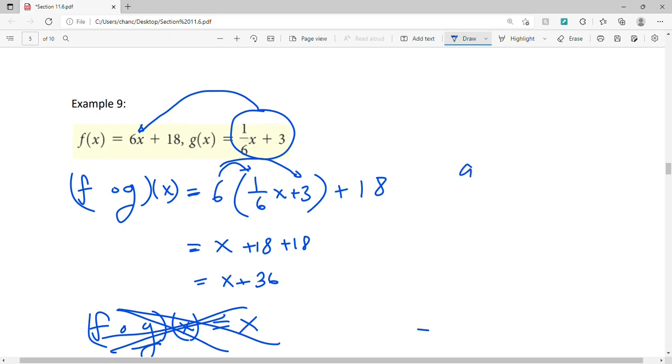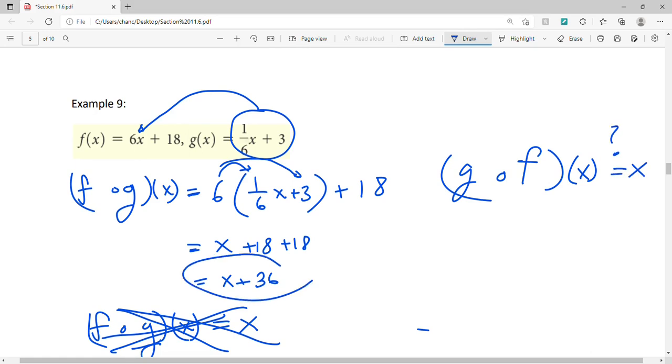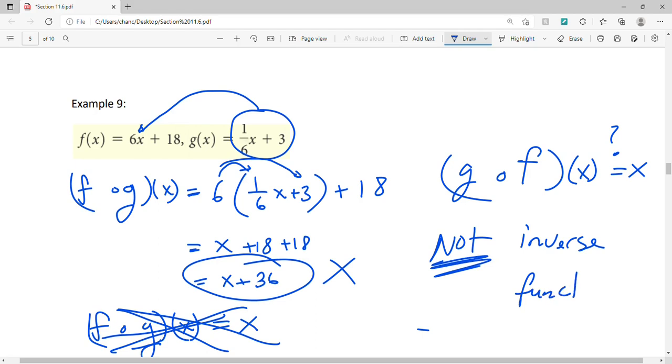Do we have to check the other side, g of f of x, to make sure that's x? Do we have to check that? No, we're done. If one side fails, it's not equal to x, it doesn't matter what the other side is. These two are not inverse functions. So if one side failed, it doesn't matter what the other side is.